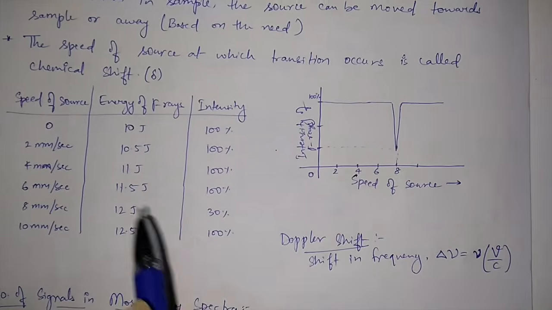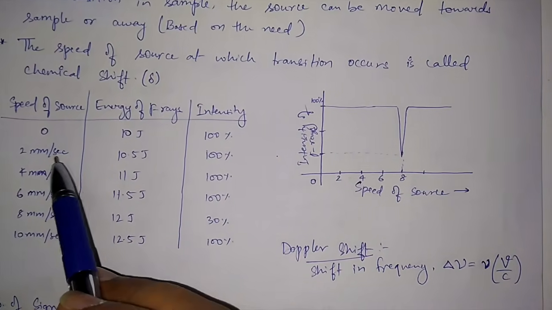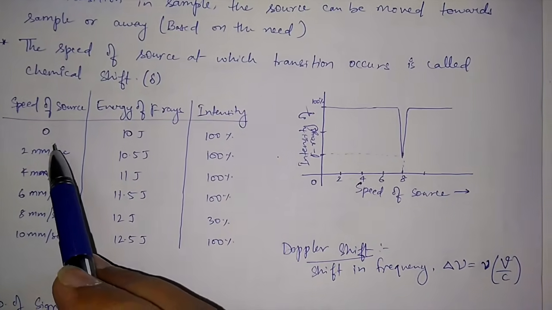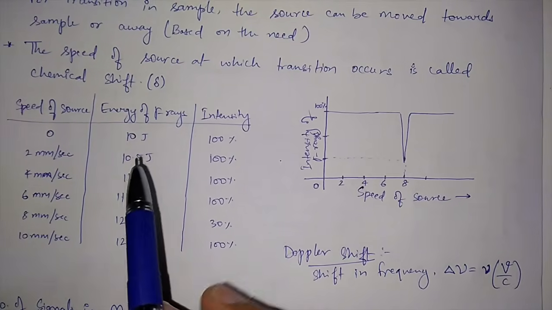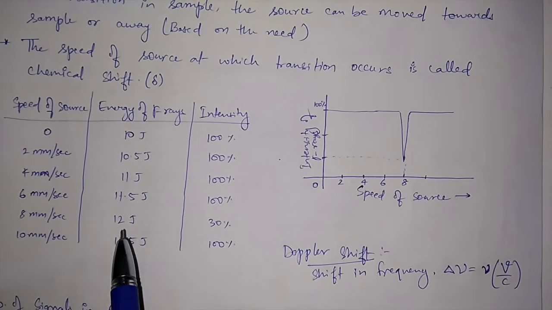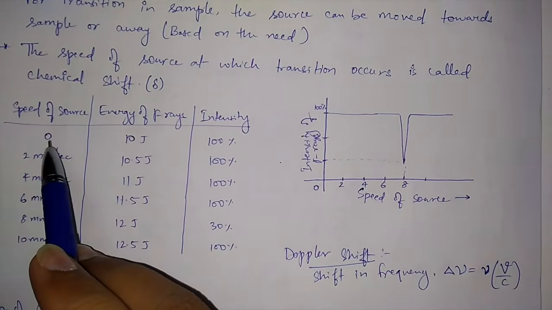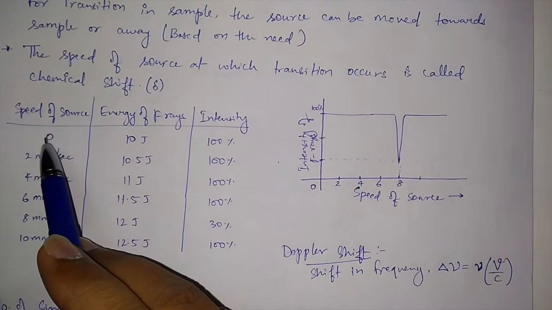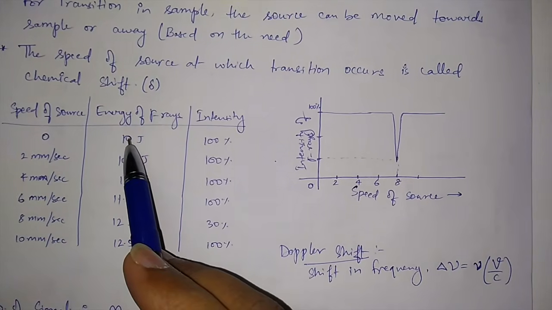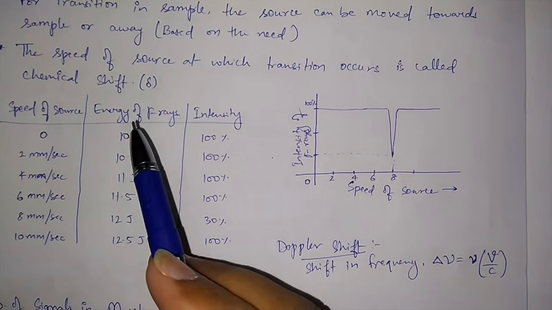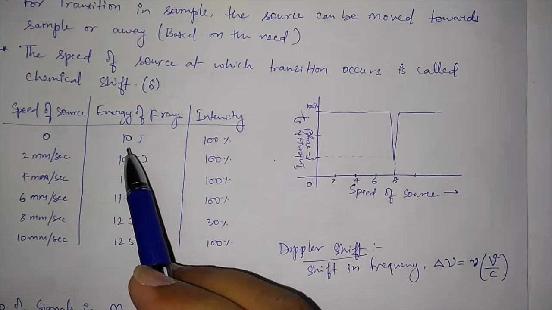Now I have drawn a table over here to show you. I have just taken energy in the form of joule, and it's just a hypothetical way to explain. So let's say we are not moving this source earlier, and the energy is 10 joule. And remember that 12 joule energy is required for the transition to happen.